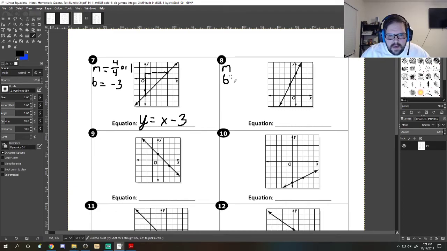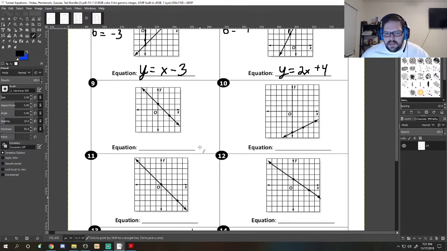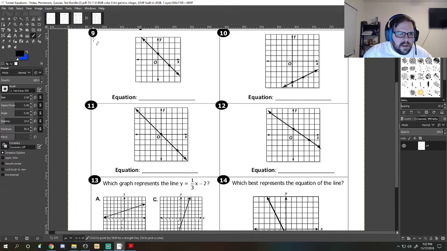All right, next one. 1, 2, 3, 4. B is 4. Slope is 1, 2, 1. So slope is 2. So that means that this is going to be y equals 2x plus 4. Scrolling down, because my page is rather large. All right, so number 9. M equals, B equals. I'm just going to write my M equals and B equals everywhere.